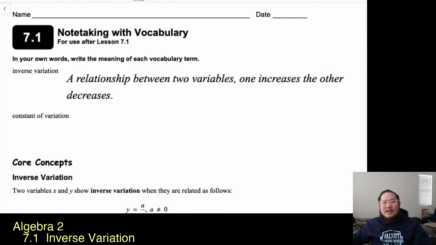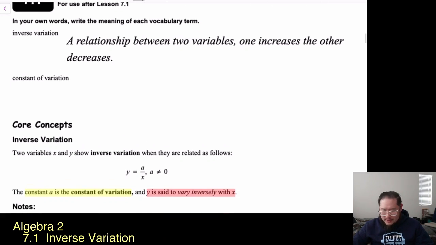Let's start chapter 7. We're going to take a look at 7.1, inverse variation. Now let's just go ahead and jump right into the vocabulary of what is inverse variation. It's a relationship between two variables where one increases and the other decreases. We'll eventually get to this constant variation coming right up. Well, what does all that mean?